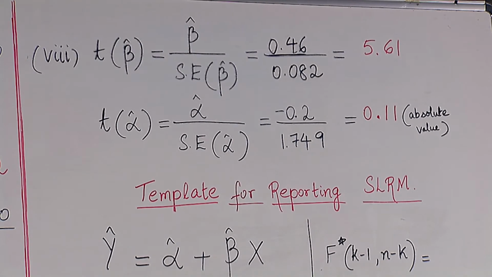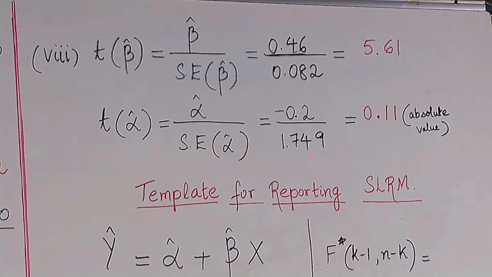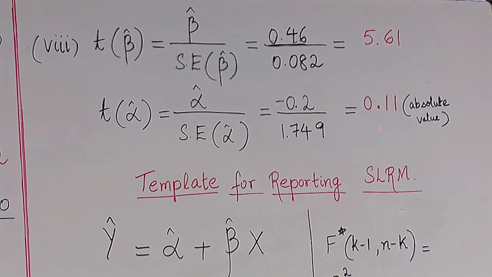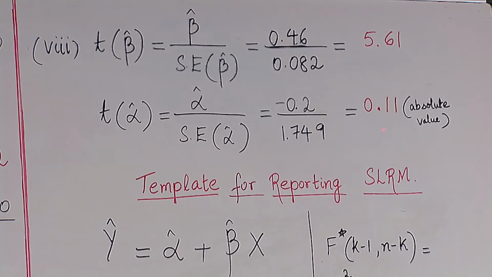Similarly, we go on with the t statistics for alpha hat, and the formula is alpha hat by standard error of alpha hat. The value of alpha hat is minus 0.2, while the value of standard error of alpha hat is 1.749. When we divide the values, we get the answer in a negative mode, that is 0.11, but we always take the absolute value for t statistics. So, in this case the t statistics for alpha hat is 0.11.